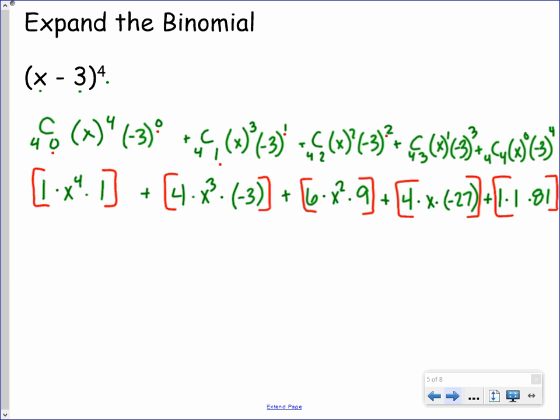So my final answer on this particular problem would look something like this. x to the fourth minus 12x cubed plus 54x squared minus 108x plus 81.